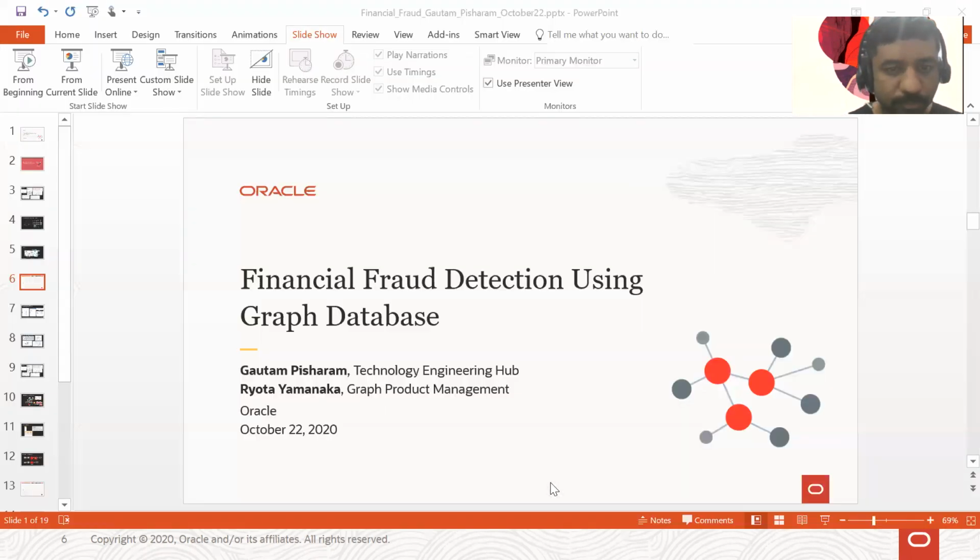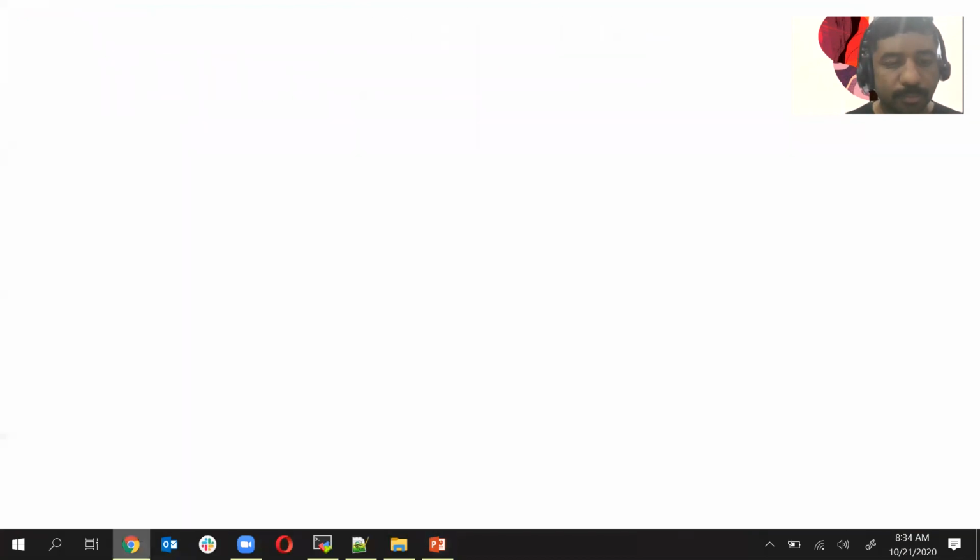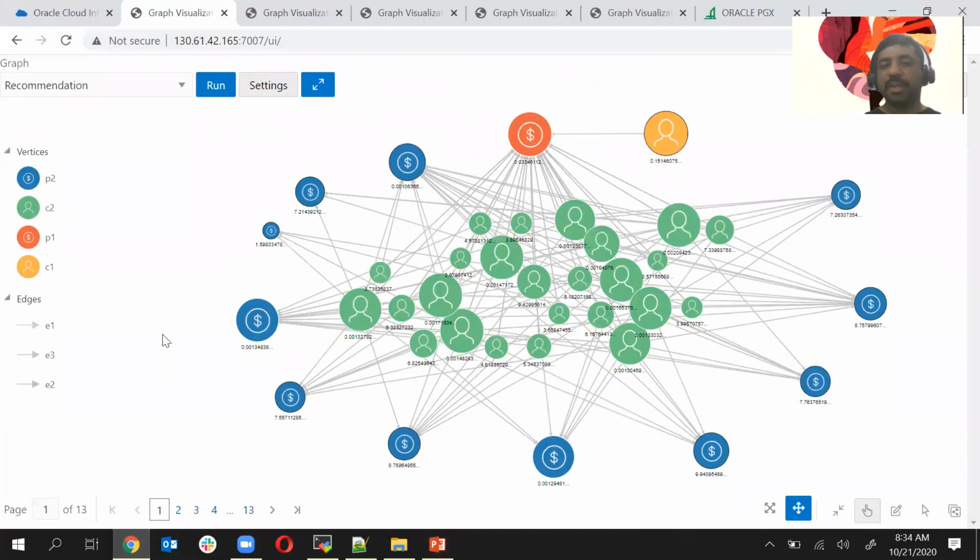Let's quickly get into a demo wherein we'll showcase both the good part of cycles as well as how that can be leveraged by a fraudulent mindset. Let's first look at the good part of it.